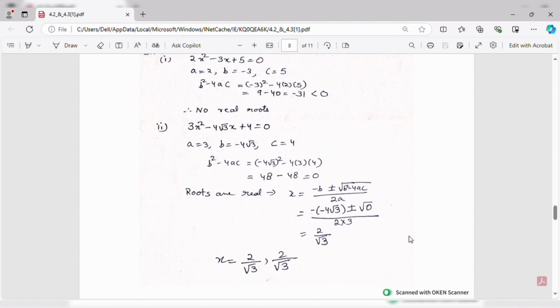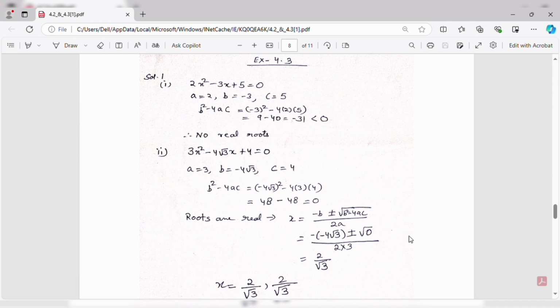So first question is find the nature of roots of the following quadratic equation. If the real root exists, then find them. So first equation is 2x² − 3x + 5 = 0. Here a is 2, b is −3 and c is 5.